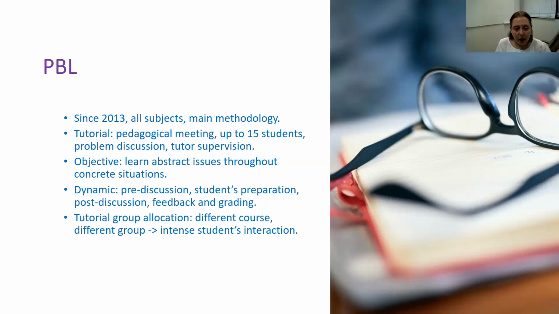Okay, how do we allocate our students? Each student in a given cohort is allocated to a different tutorial group for each course taken. So, for example, if the student is taking Introduction to Economics and Calculus in the semester, he will be in 2 different tutorial groups, okay?